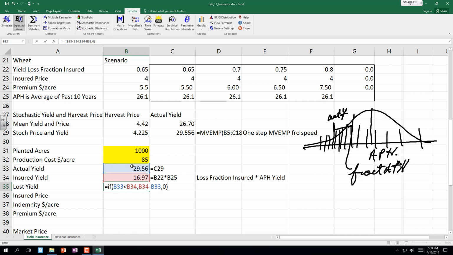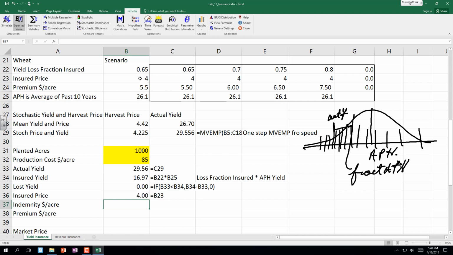So the if statement's very straightforward. If my realized yield is less than what I insured, then I have a loss. And you can calculate that. And the insured price, that's equal to that value up there in B23, which was our insured price. That's the one that's on the insurance policy that says, this is the price.